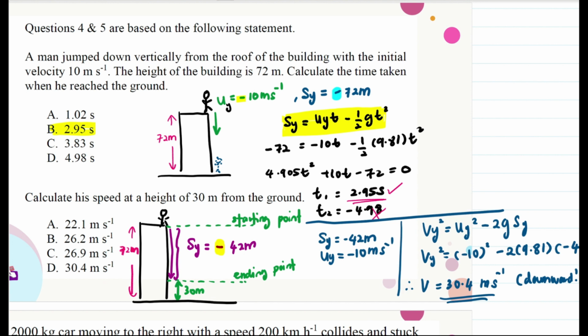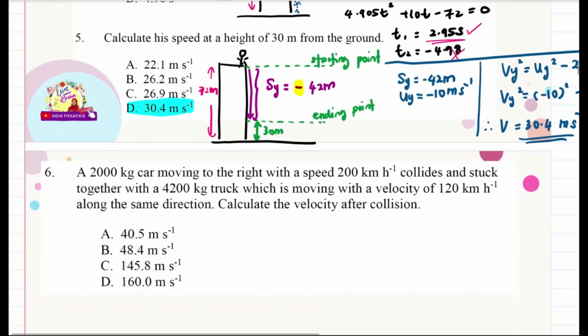Okay, dapatlah kita jawapan yang betul. So, jadi kalau you salah, check. Kenapa boleh salah? Apa yang you tak faham? Okay, alright. So, next question number 6.